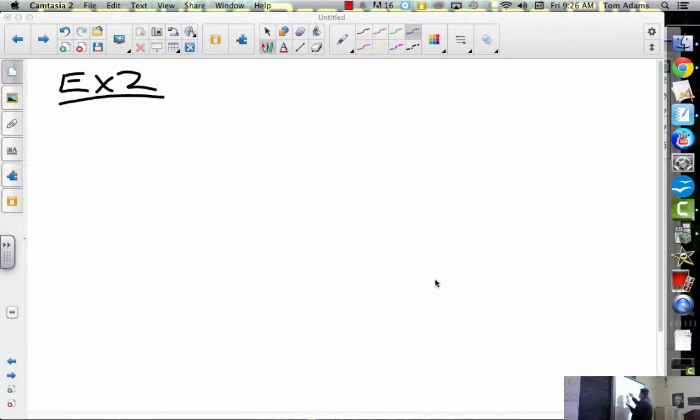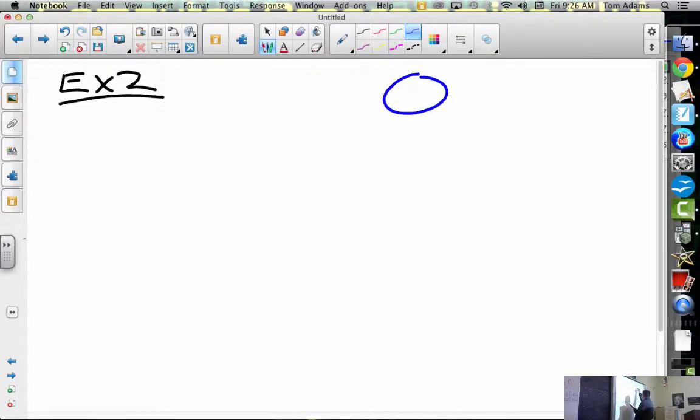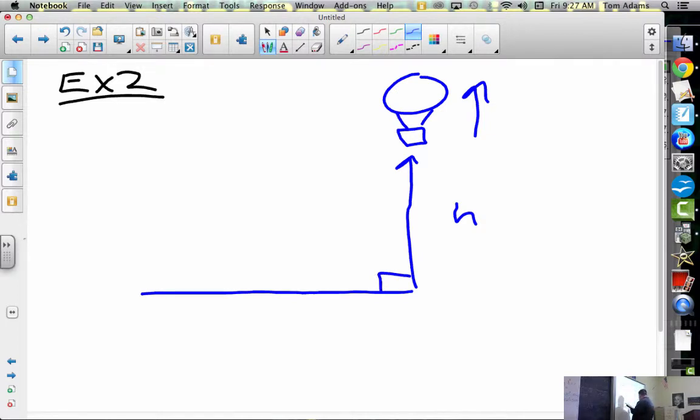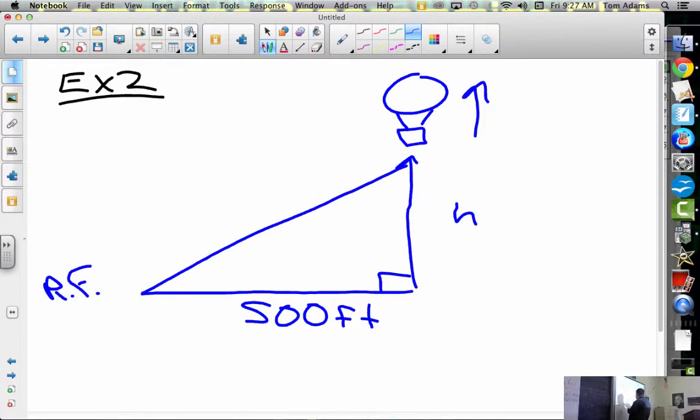So here's what we have. Let's draw the picture. I've got a balloon, and it's rising, okay? And the height that it's rising, and I apologize, my smart board is not so smart, right in the middle for some reason. It's on level ground, and they are 500 feet away, and we have a rangefinder here. And notice that that makes a right triangle, and we're talking about theta.